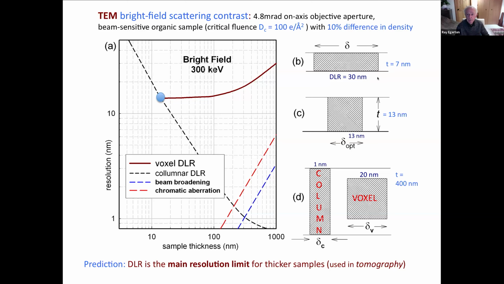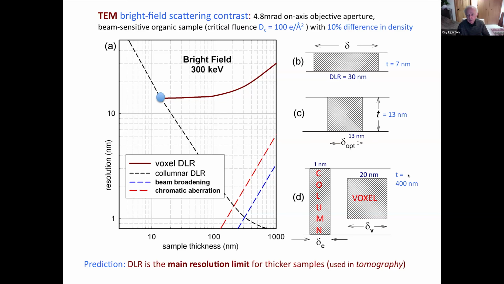As we increase the thickness of the sample, the dose-limited resolution gets better, a smaller number. So at a thickness of about 13 nanometers in this case, we've got a dose-limited resolution equal to our thickness. That means the smallest volume that we can analyze is a cube. If we call that a cubic voxel, we can refer to this as the voxel dose-limited resolution.